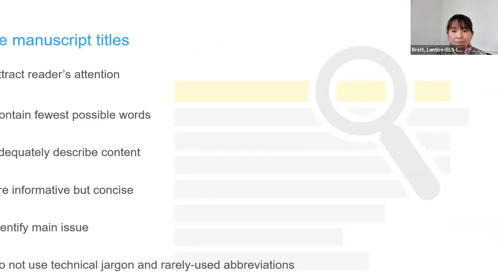Start with the title. There are certain characteristics of effective titles. And these are: attract the reader's attention, contain the fewest possible words, adequately describe content, be informative but concise, identify the main issue. Don't use jargon and abbreviations, but use formal language. It's advisable to discuss the title with your co-authors.